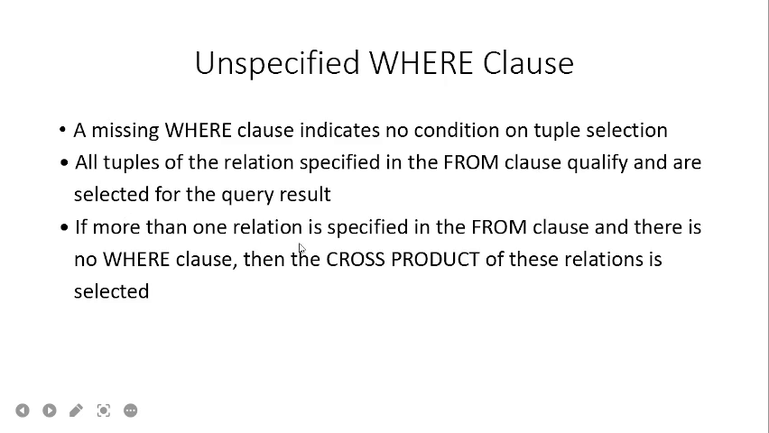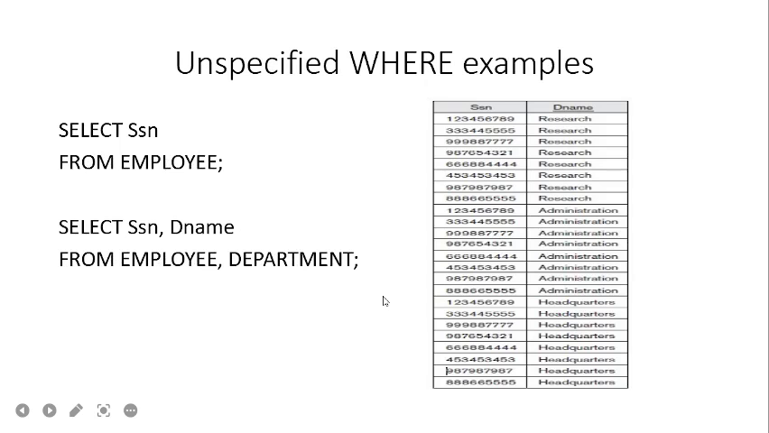And if more than one relation is specified in the from clause and there is no where clause, what will happen? Suppose we have more than one relation in the from clause, but the where clause is not specified. In that case, you need to take the cross product of these relations and that result will be returned.